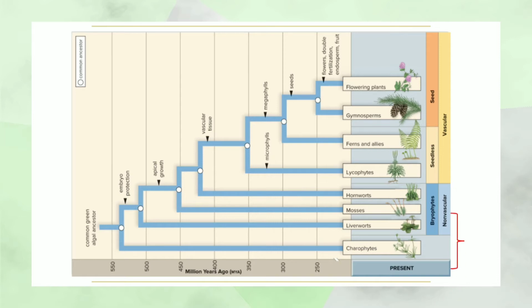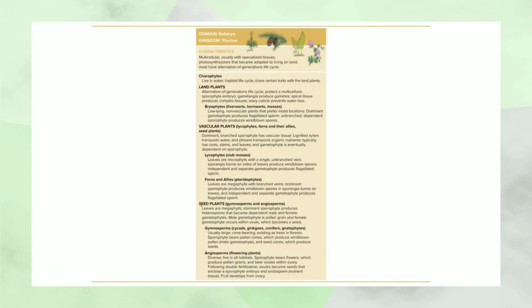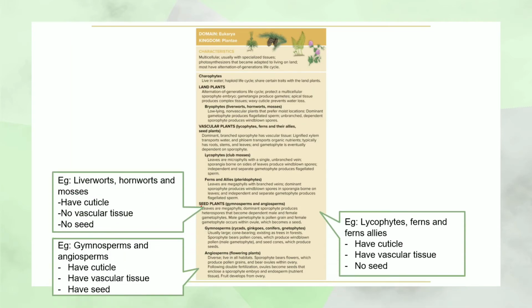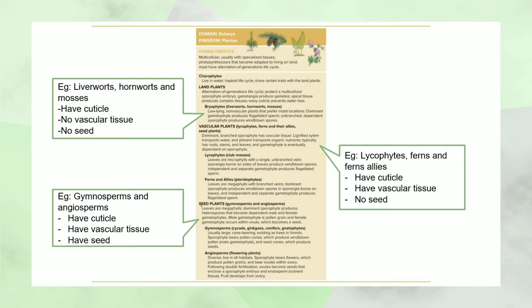The next evolution is seedless vascular plants, which means that the plants start to grow vascular tissue, but they have not yet grown seeds for reproduction, so they use spores to reproduce. The last one is seed vascular plants. These plants have grown vascular tissue and seeds for their reproduction. This picture shows the key groups of plants and their features. You guys can read it yourselves.